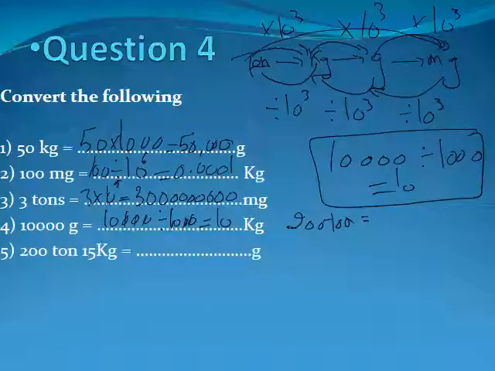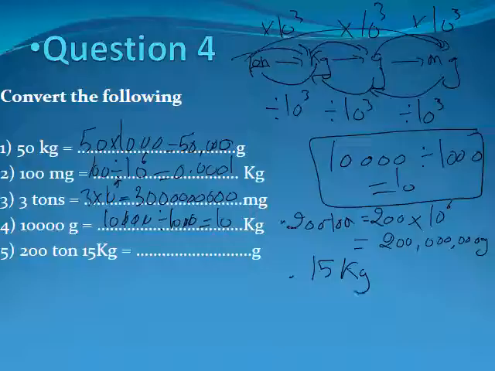Let's start from ton to gram. Times 10 to the power 9. Okay, 10 to the power? 9. 10 to the power 9 or 6? 6. From ton to gram, 10 to the power 6. Times 10 to the power 6. It will be 200 million. Okay, 200 million what? Gram. This is the first one.